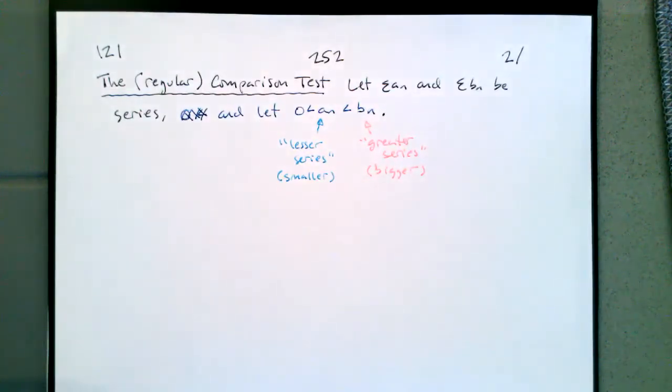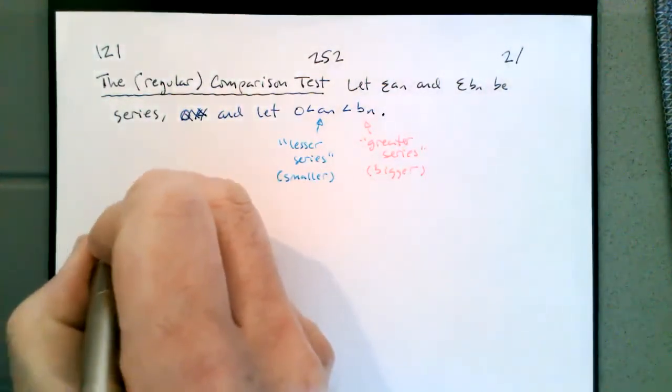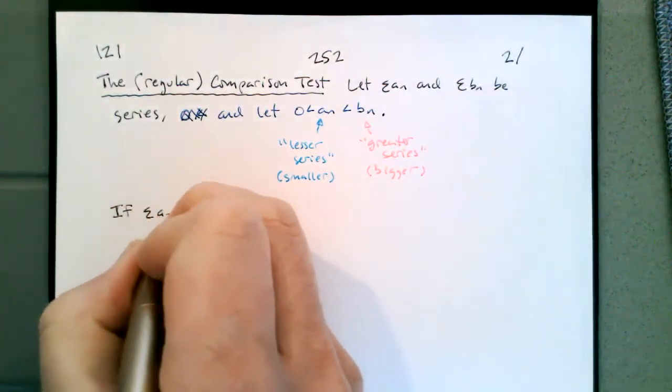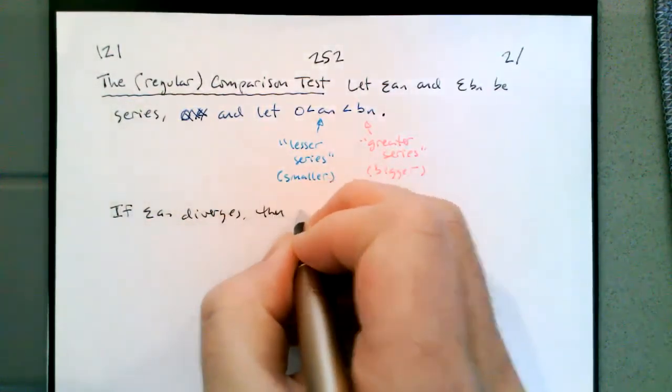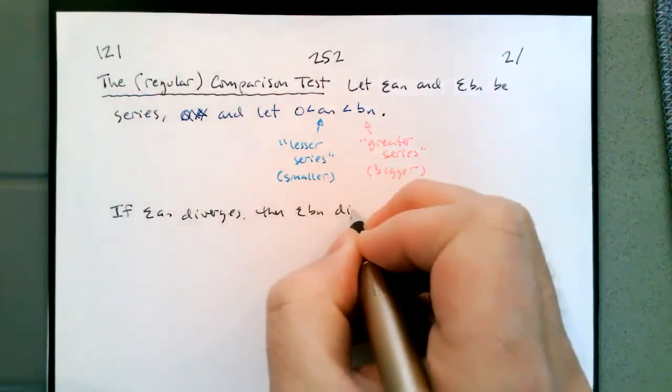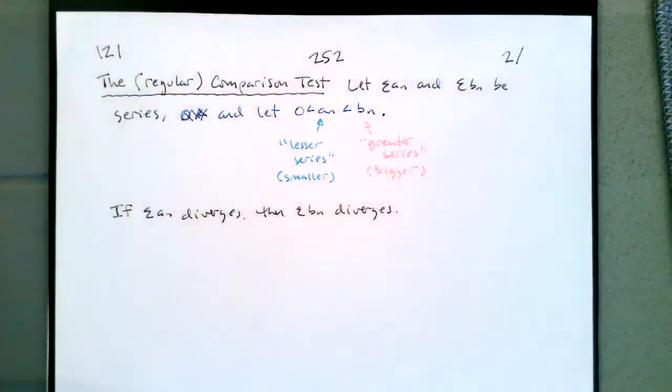So if the smaller series diverges, then the bigger series diverges as well. If the series a_n diverges, then the series b_n diverges as well. That makes sense. If all the terms in b_n are greater than those of a_n, and when we add up all the terms in a_n, we get infinity, then when we add up all the bigger terms, we're just going to get infinity again.